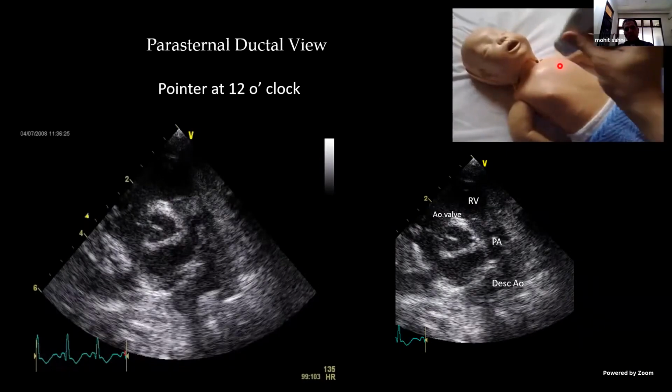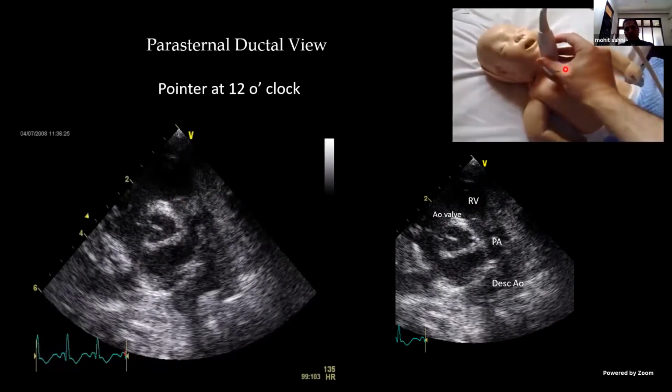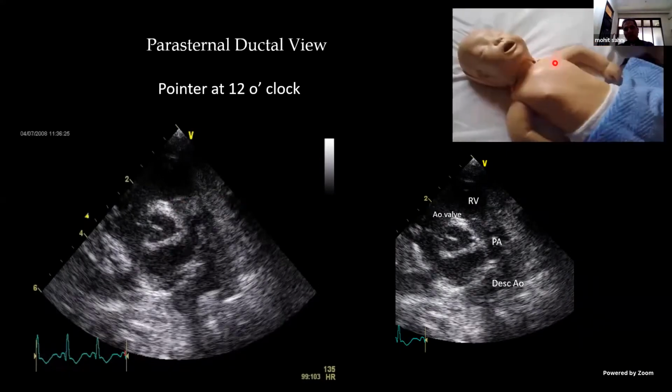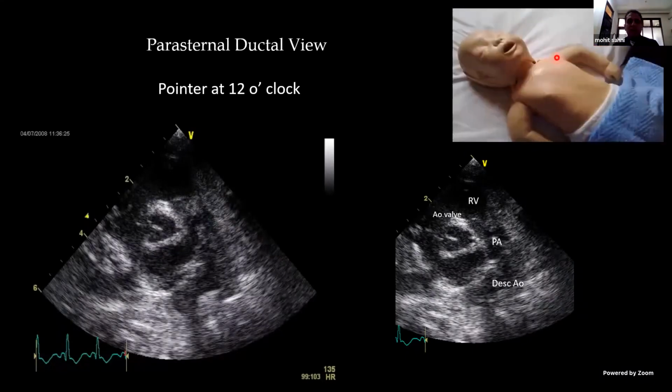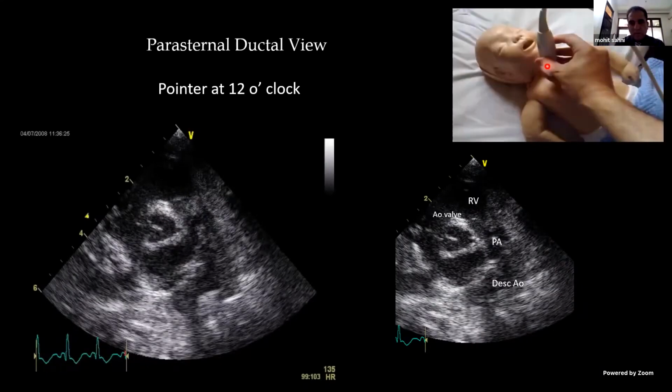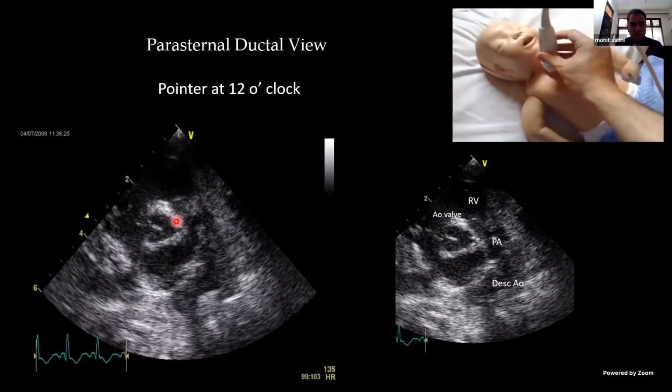It's because it's a modified short axis view by angulating the probe upwards. But I would always like, the easiest way is by doing it in the left subclavicular area, left side of the clavicle. You see the pointer is up here.